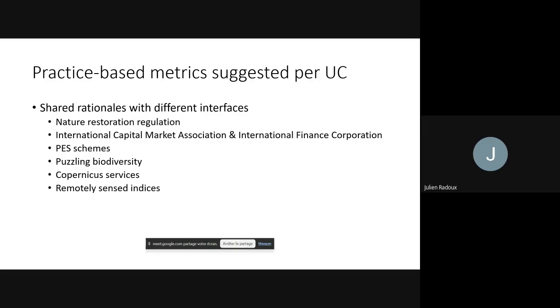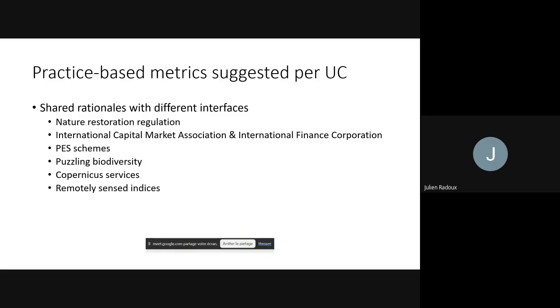So the nature restoration regulation. One thing we discussed with Typhoon is the link with the International Capital Market Association and with the International Finance Corporation. They have guidelines on biodiversity bonds and nature bonds. So it's important to take that into account. As I will show later, it's mainly precisely described for arable land, but for other ecosystems, there is not much in those rules, or I didn't see them properly.